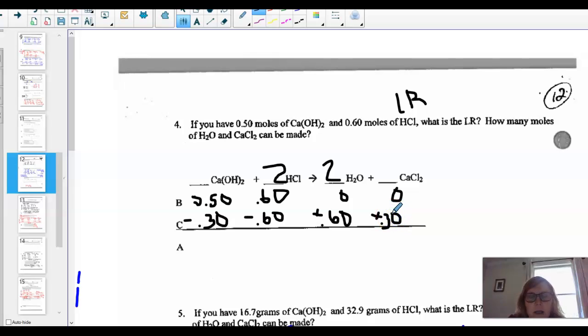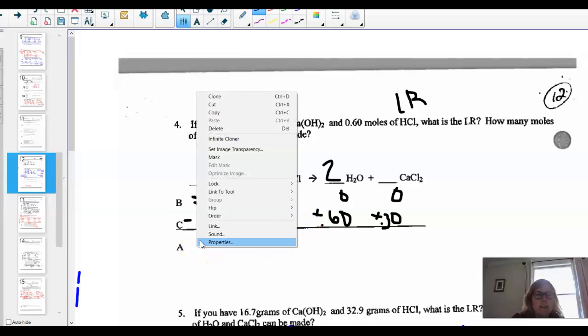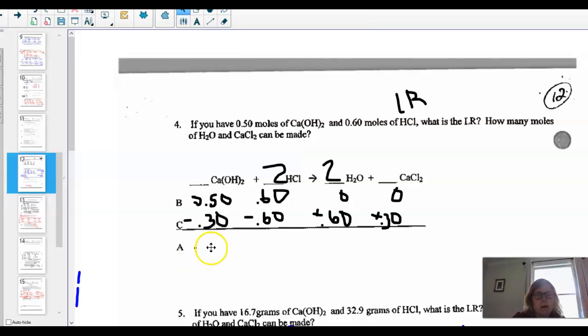So now just fix everything in your after line. 0.5 minus 0.3 is 0.2 in excess. The HCl is all used up, so this is 0. I made 0.6 moles of water, and I made 0.3 moles of calcium chloride.